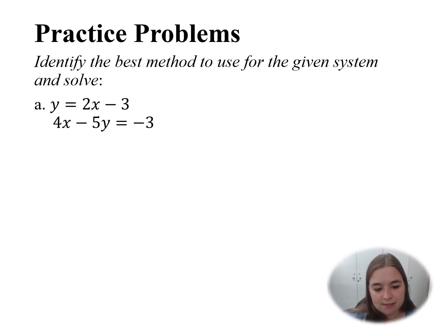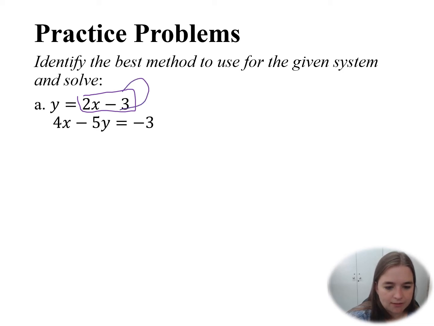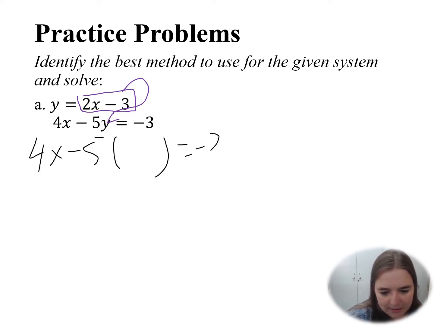First thing I see here is I need to identify the best method to use for the given system and then solve it. Well, if I look at my chart, I see that one variable is already isolated. So I know that substitution is going to be the best method here. If I substitute in, I will see that y equals this. So I take it and I plug it in where I see y in my other equation. So this turns into 4x minus 5 times my stuff for y equals negative 3. Well, my stuff for y is that 2x minus 3.